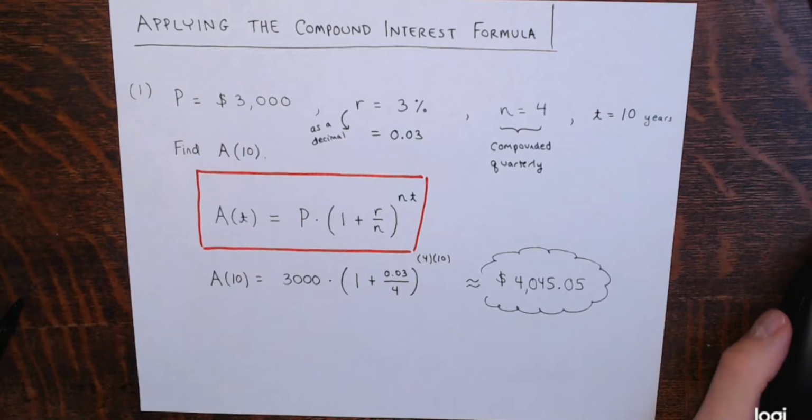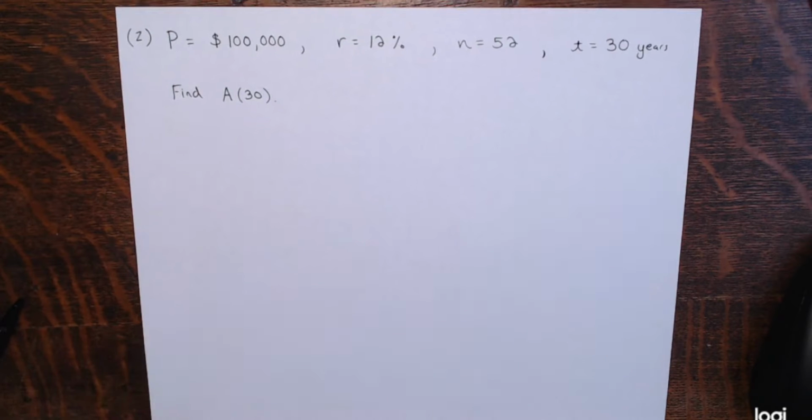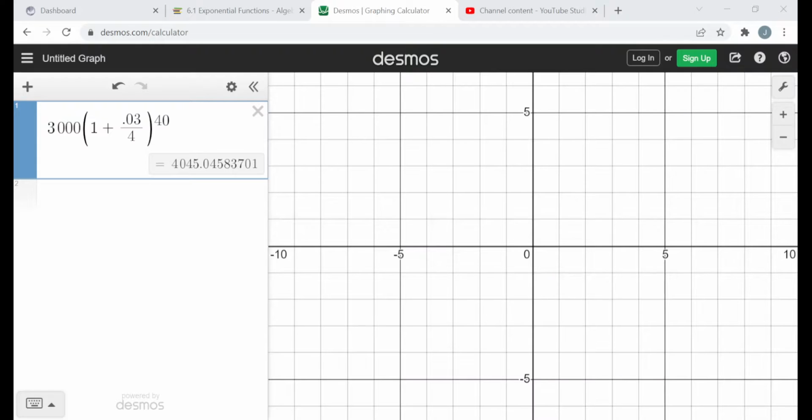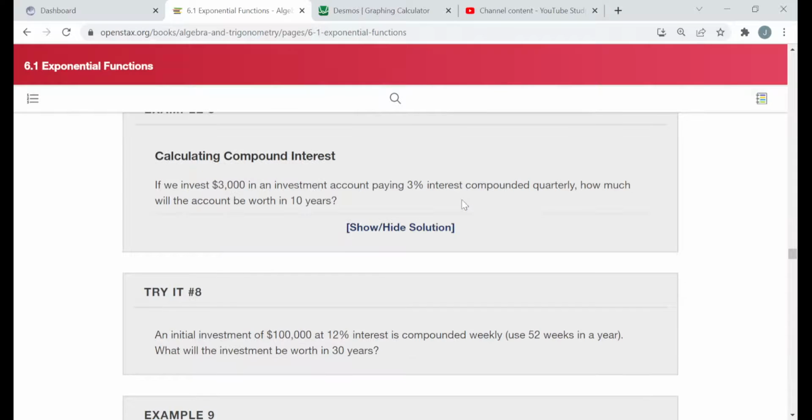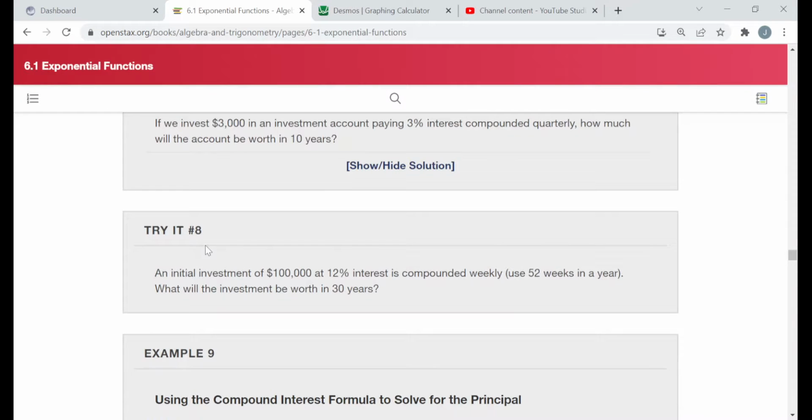The next example. Now I have just some letters and numbers written out. This is coming from the text, the very next problem, which is the try it, number 8. So an initial investment of $100,000, that's the principal, that's the P, the present value, at 12% interest, that's R, 12%. But I'm not going to write 12, right? 12% is 0.12, as a decimal. I'll write that. It is compounded weekly.